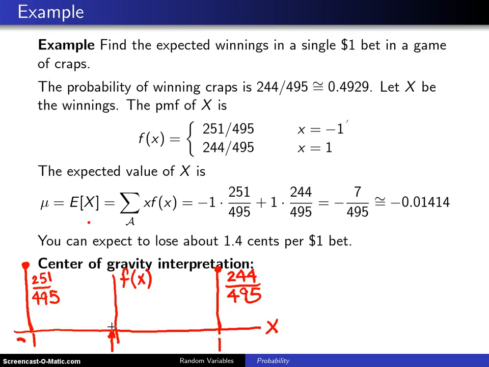Now, one thing you might have noticed about this problem and some in the past is that even though you will either win $1 or lose $1, the expected value is not one of those two mass values. In previous examples, sometimes it has been one of the mass values, like the previous example, and in other situations it's not. But it does not have to necessarily be one of the mass values. Again, discrete distribution, you can expect to lose 1.4 cents when you play the game of craps.